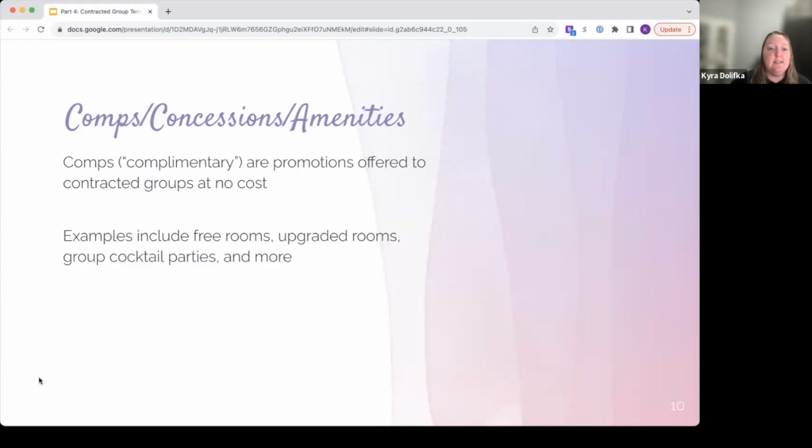This is the fun stuff. We have our comps, concessions, amenities. It gets used interchangeably. You can see all of these words in a contract. They all basically mean the same thing. Comps does stand for complimentary, but these are the free stuff. This is the extras, the promotions offered to the group at no cost. Some examples are free rooms, upgraded rooms, group cocktail parties, and more. The sky is the limit. Different resorts, different cruise lines are going to offer different comps, but this is the great stuff that you can really use to benefit your group.